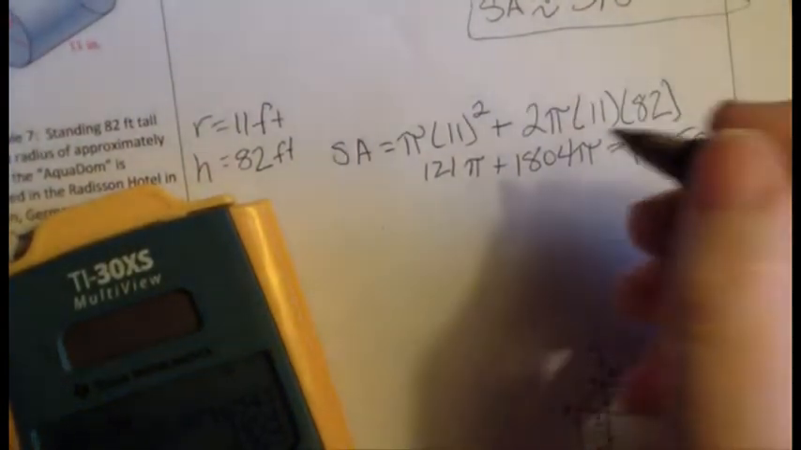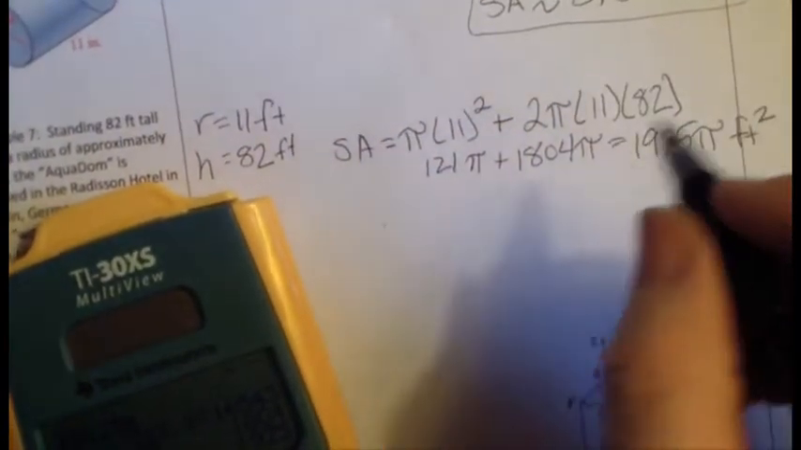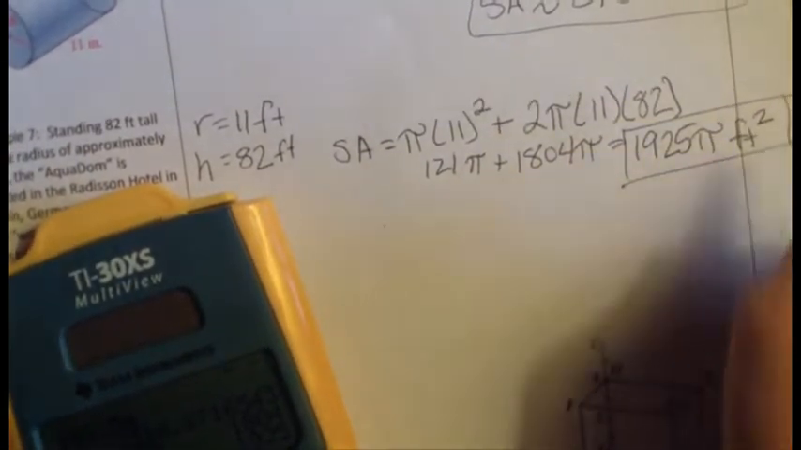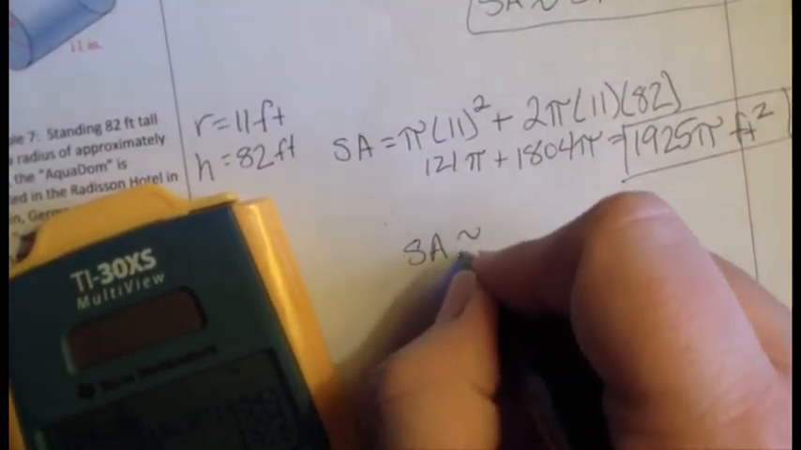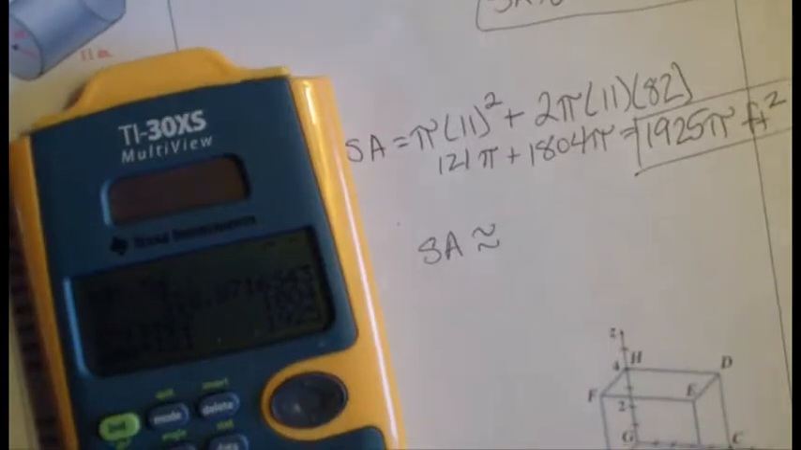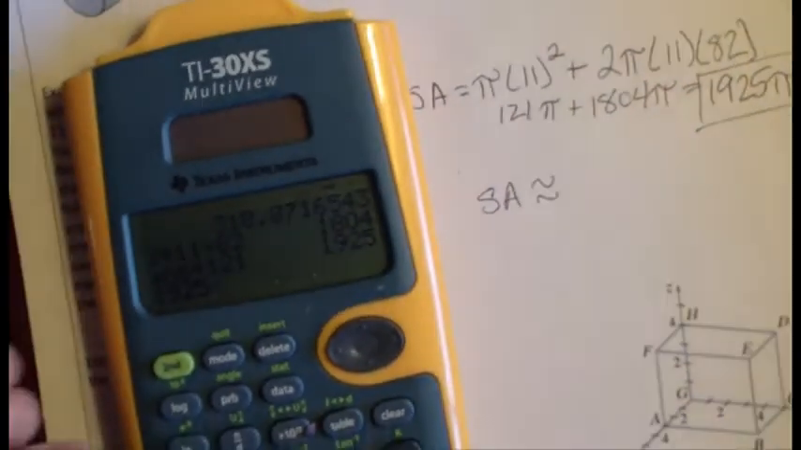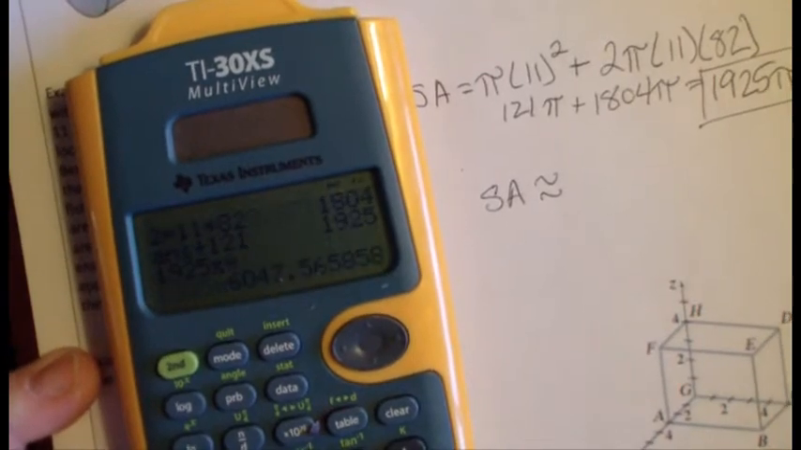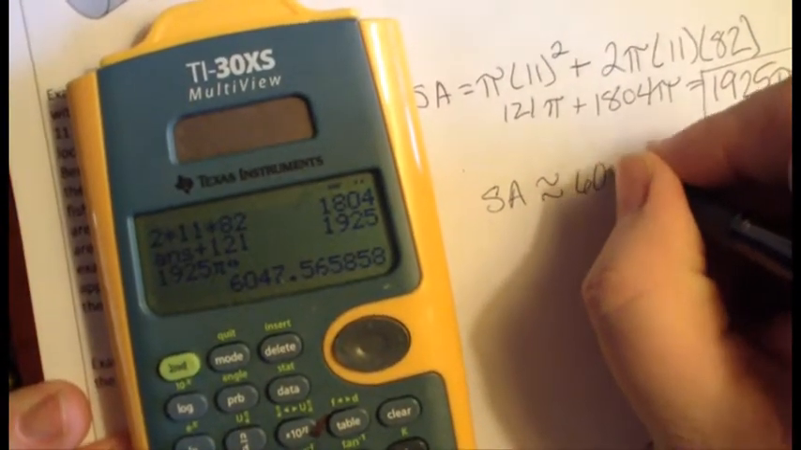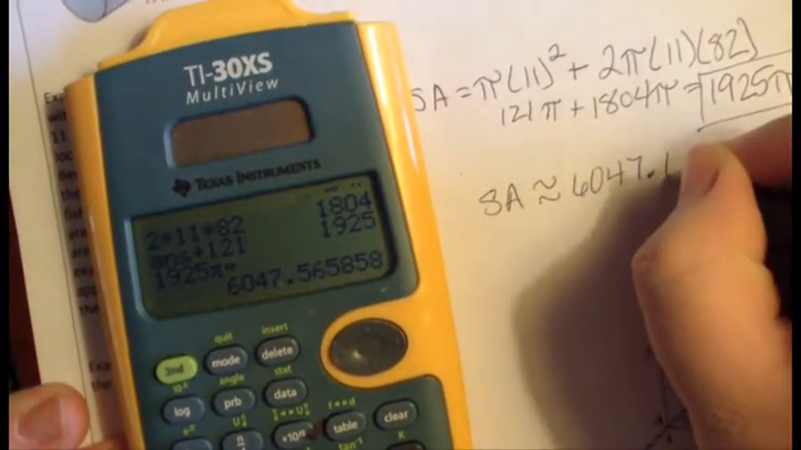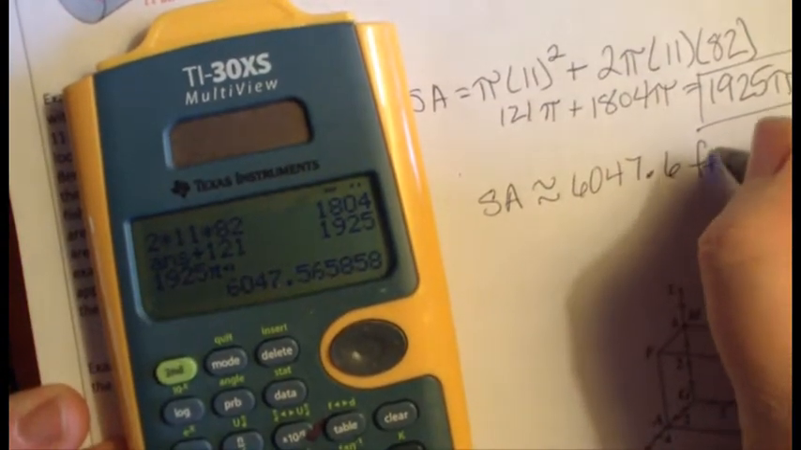All right, and so our exact solution, and then our approximate solution to the nearest tenth, 1925 pi, is 6,047.6 feet squared.